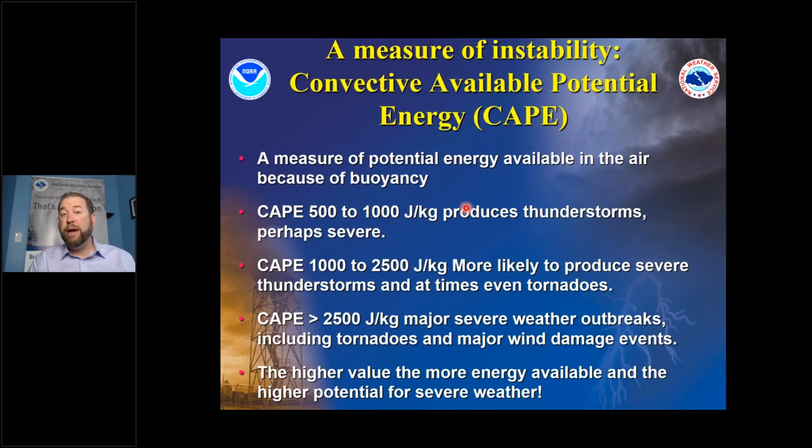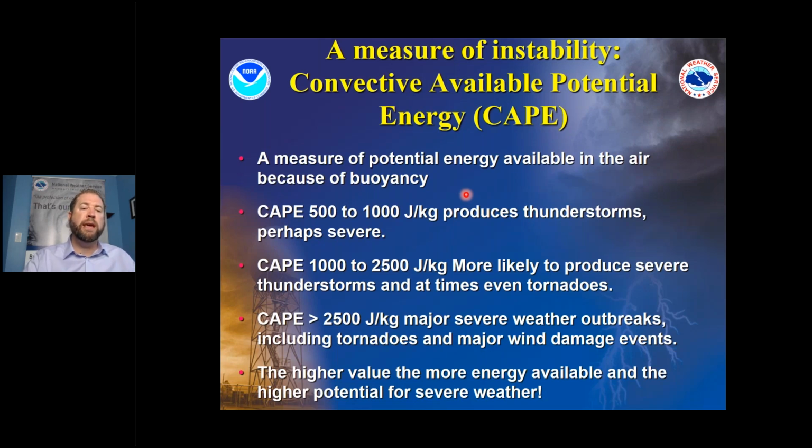And one way we measure potential is something called CAPE. We love acronyms in meteorology. So CAPE is called convective available potential energy. It is the potential that the storms have to become severe. It's not a one-to-one. Potential is the key word. It doesn't mean you're definitely going to get severe weather. And I'll give you a for example here in a second.